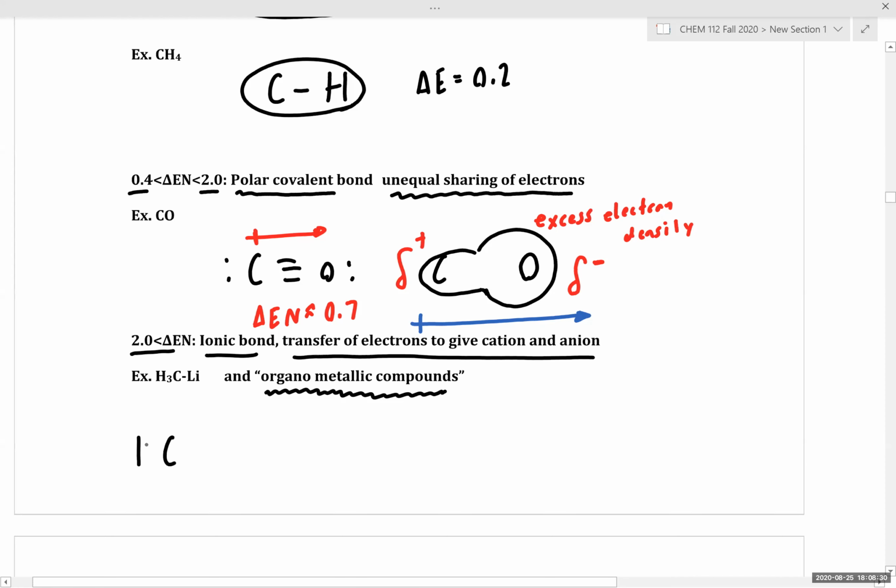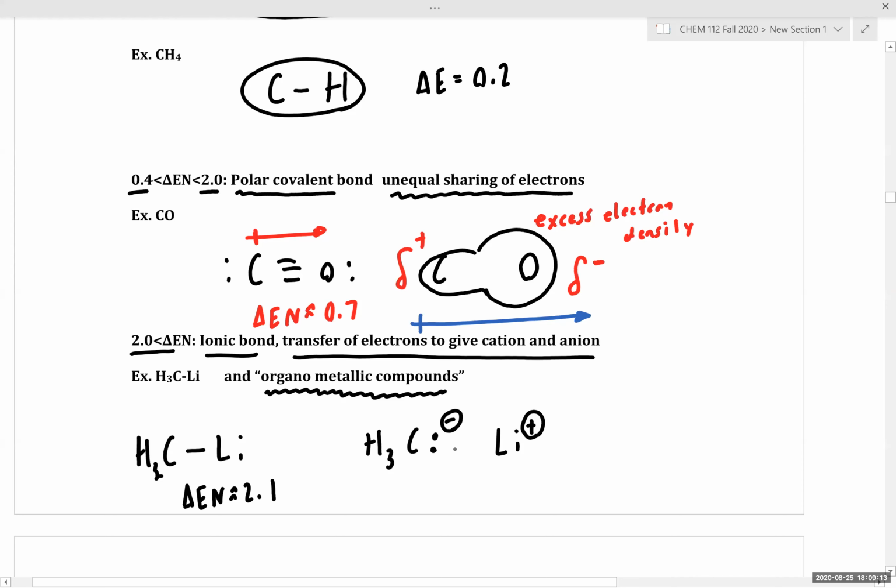So for example, methyl lithium, even though methyl lithium is drawn with an actual bonding line, in reality, if we think about our difference in electronegativity, it is around 2.1. Rather than there being a formal bond, carbon is so much more electronegative than lithium that we have an ionic compound where there was a transfer of electrons from our less electronegative metal to our more electronegative non-metal.